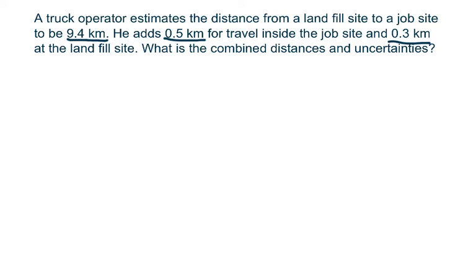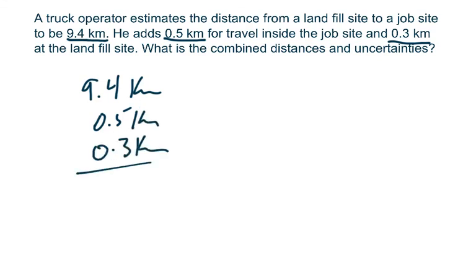What's the combined distance? Well, you take your measurements, 9.4, 0.5, and 0.3. You can add those up pretty easy here. We got 9.4, 9.9, 10.2 kilometers. So there's the actual measurements.